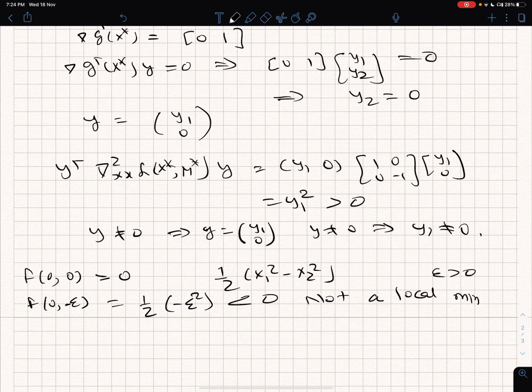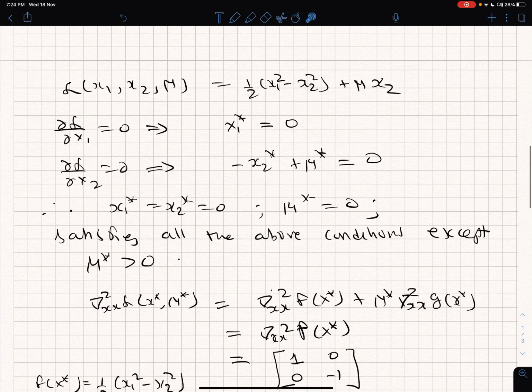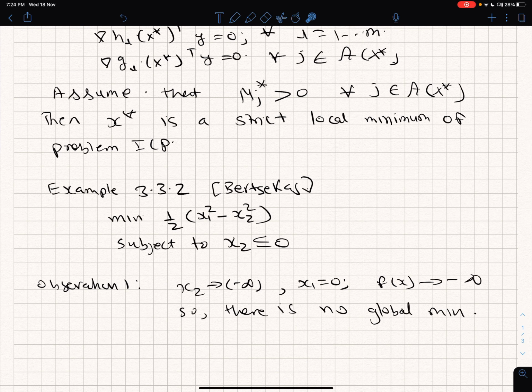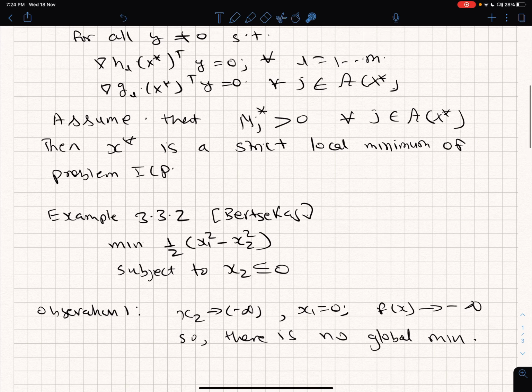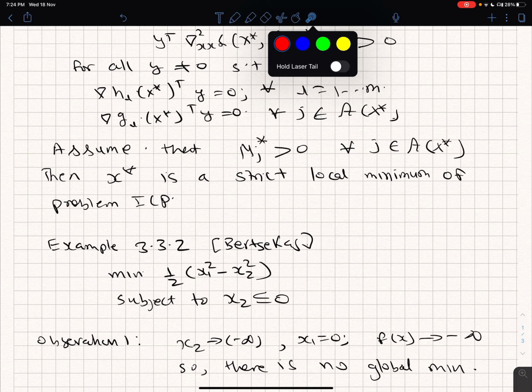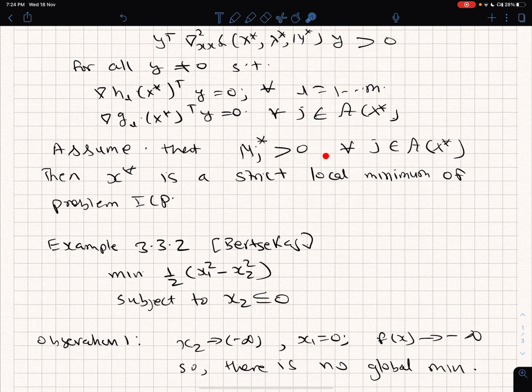Because 0 minus epsilon is a feasible point, because x2 has to be less than 0. So x2 is taken as minus epsilon, epsilon greater than 0, so it is a feasible one. The objective function immediately reduces below 0, which is its value at 0 0. Yet all sufficiency conditions except mu to be strictly greater than 0 are satisfied. So this brings out that when dealing with inequality constrained problems, positive curvature alone on the null space is not good enough. Even mu has to be greater than 0.